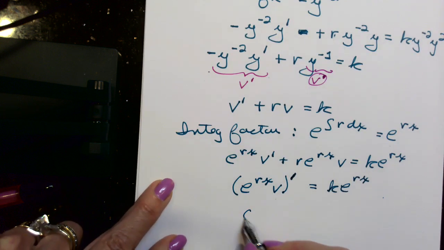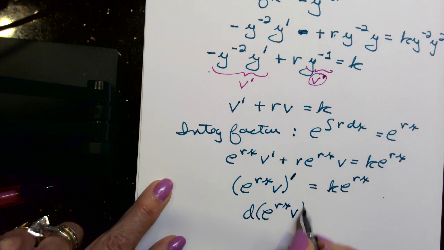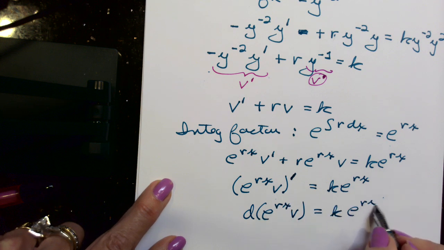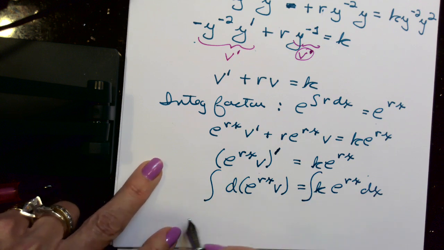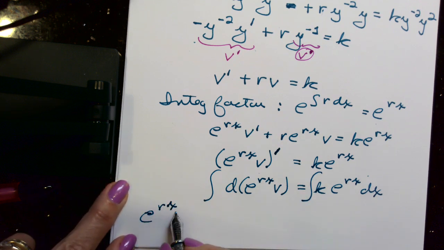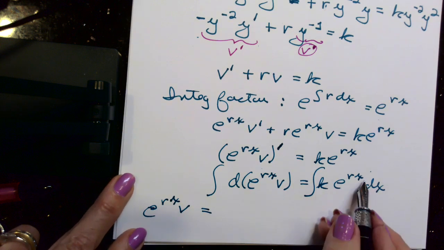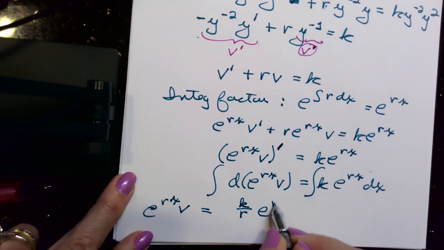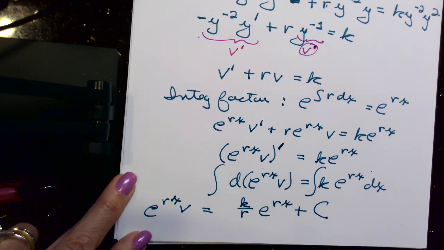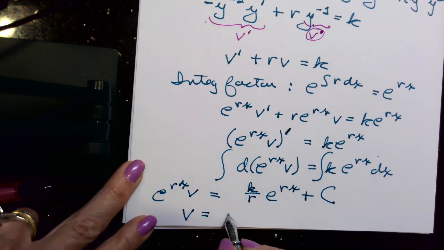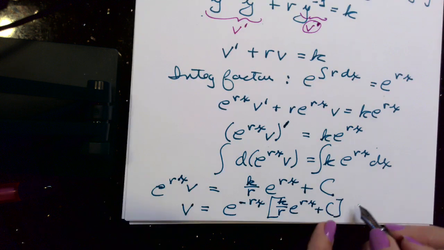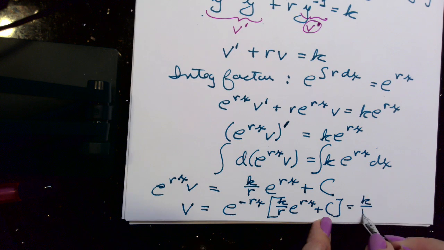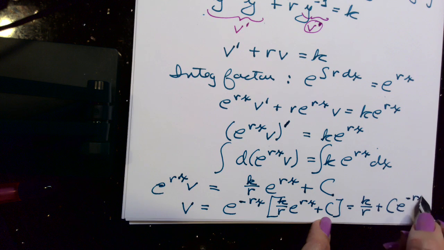So now we could separate variables. This is d of e to the rx v is equal to k e to the rx dx. This is a perfect derivative, so I can integrate on both sides. On the left, I get e to the rx times v. On the right, when I integrate this, I will get k over r e to the rx plus c. And so solving for v, I get v is e to the minus rx times k over r e to the rx plus c, which, rewriting that a little bit, becomes k over r plus c e to the minus rx.